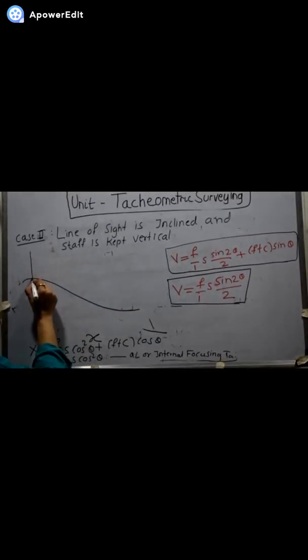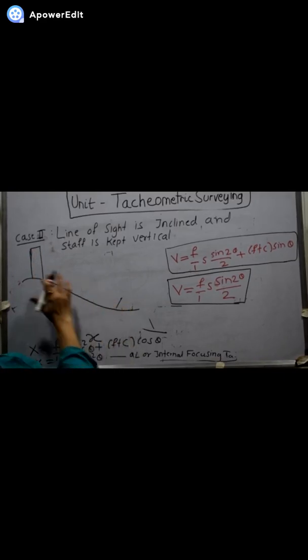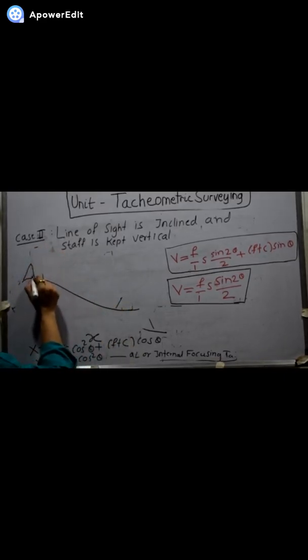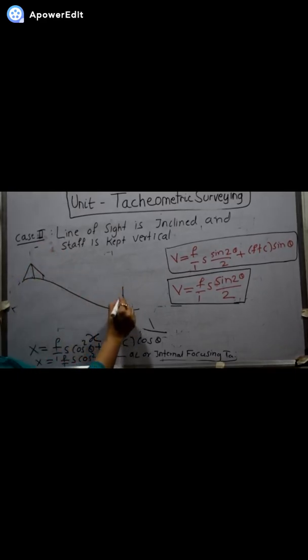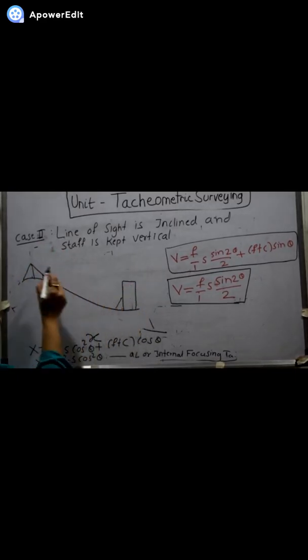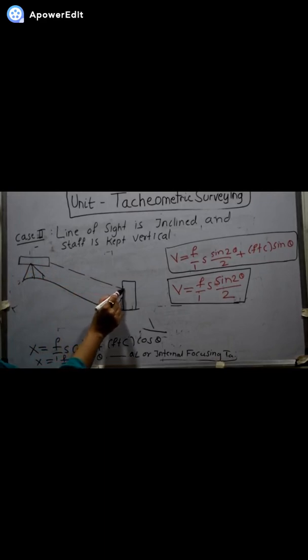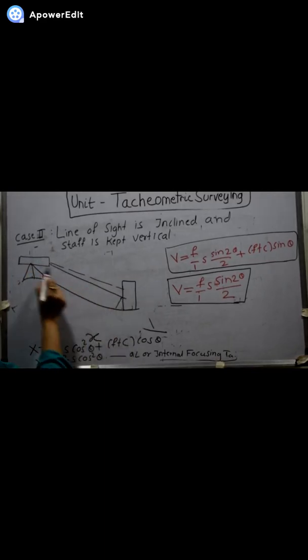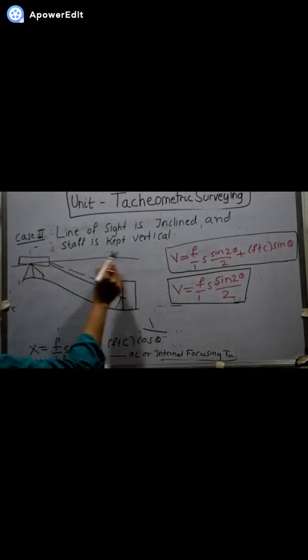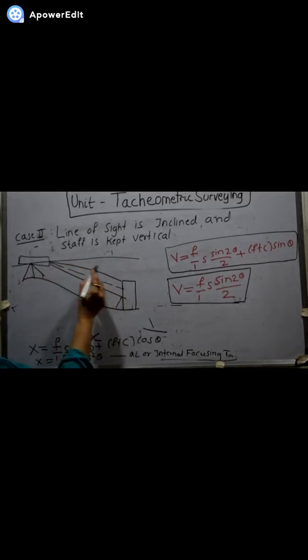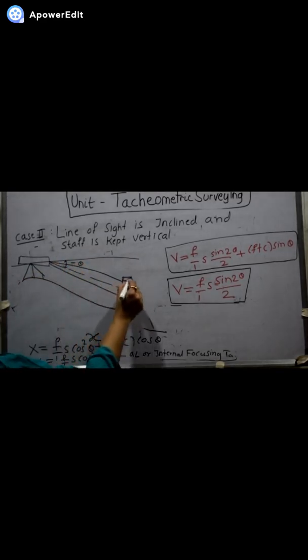In this case, the instrument is kept at an elevated position, whereas the staff is in a lower position. Then the telescope is moved down and the angle which is taken is the depression angle with respect to the horizontal or the height of the instrument. Hence that angle which is measured as theta, the value comes as negative. The rest of the things remain the same.